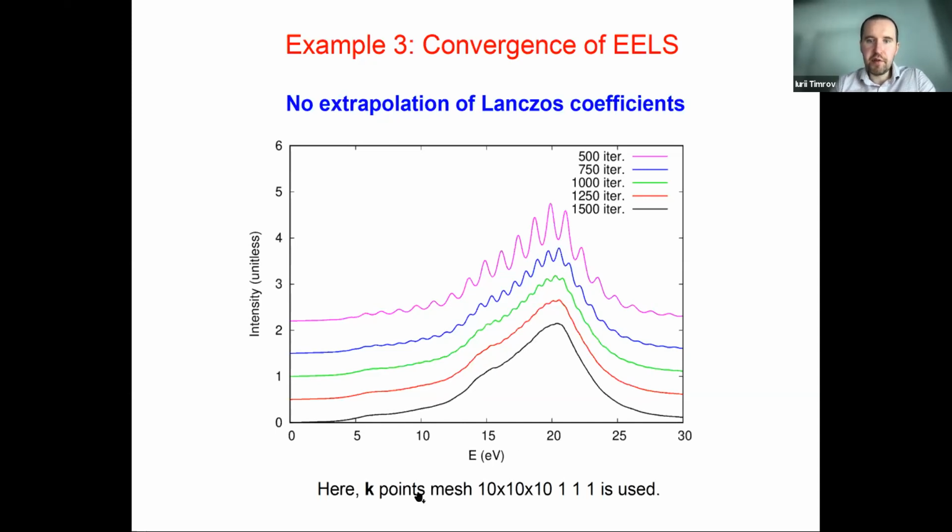And remember that this was computed at a fixed k-point mesh, which is 10 by 10 by 10, shifted 1, 1, 1. So we need to also converge the spectrum with respect to the k-points. This is one of the next tasks.